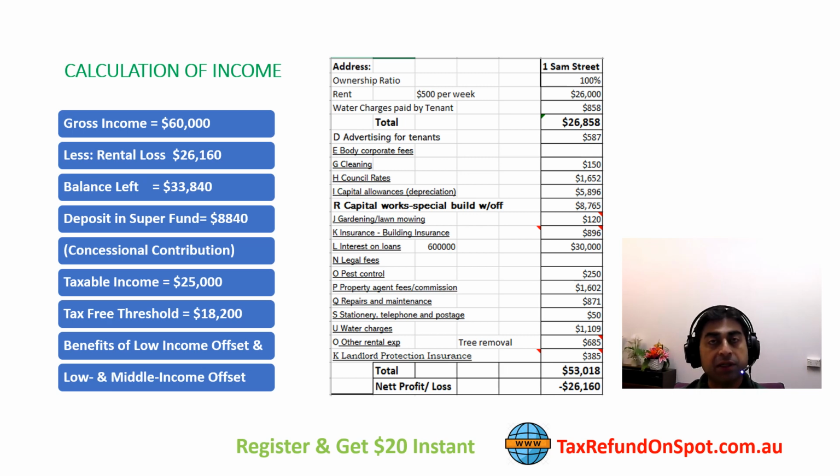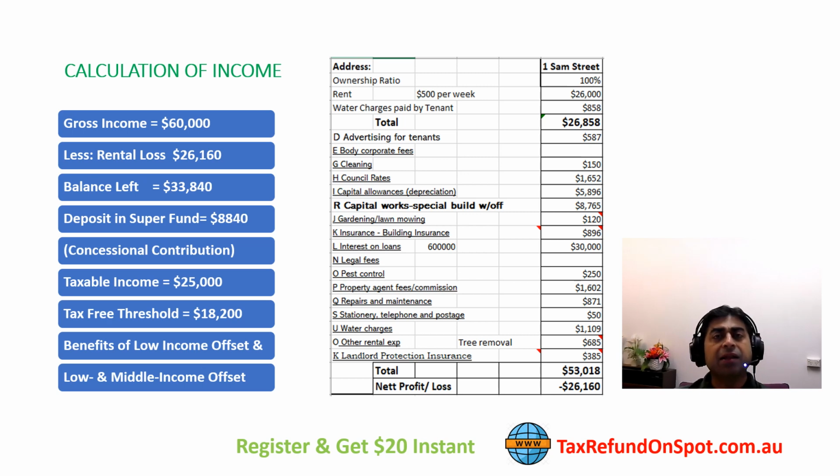What we are going to do is deposit around $9,000 in his super fund as a concessional contribution. When you make a concessional contribution, you need to inform your super fund that you are making it as a concessional contribution, so that the super fund only pays 15% tax and you can claim the entire amount as a deduction in your tax return.